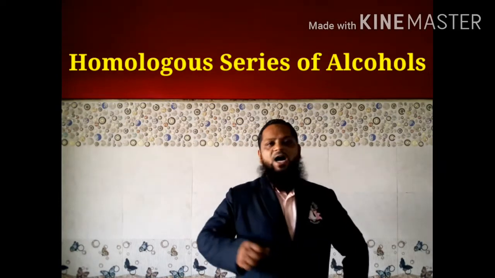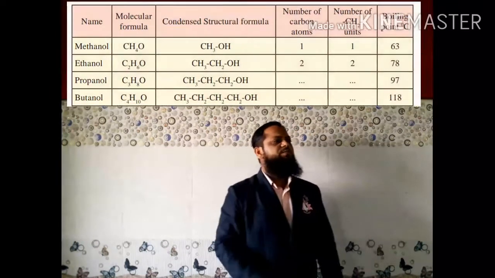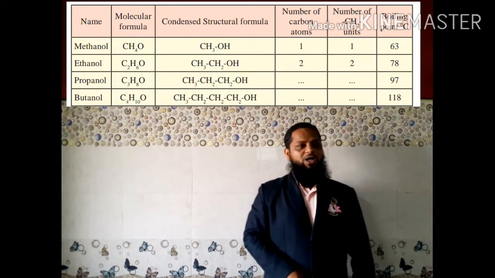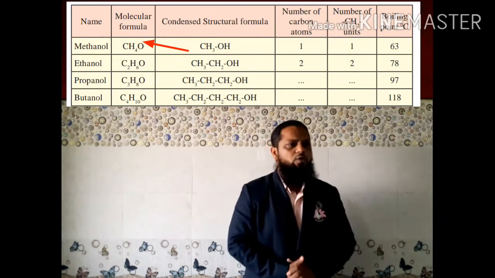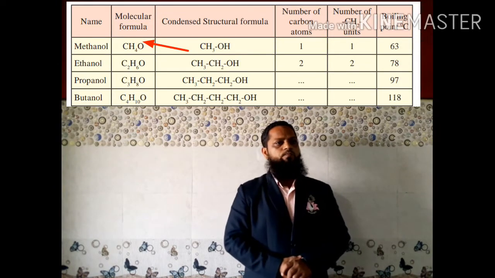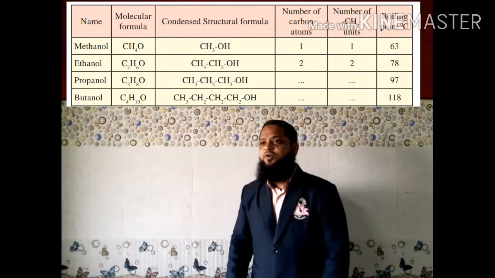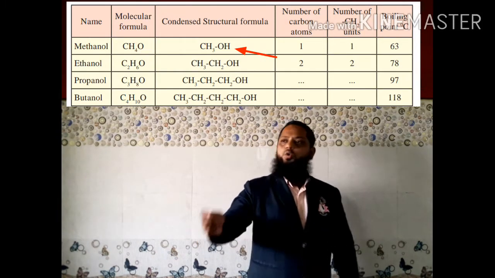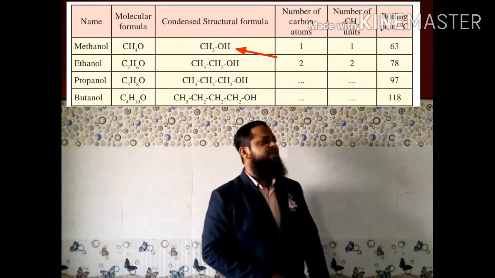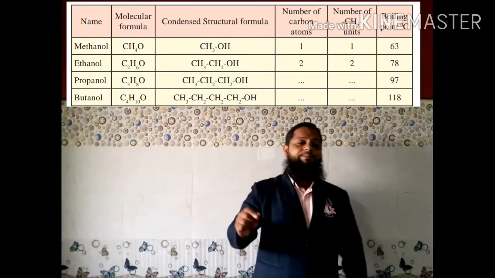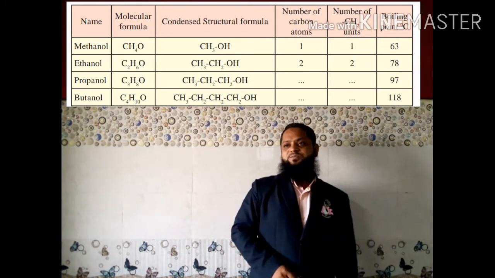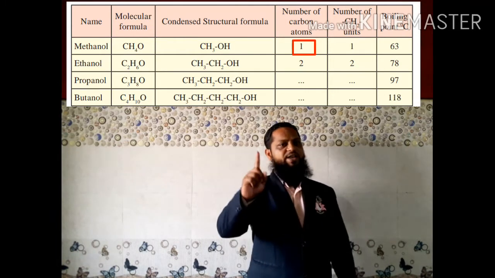Series of alcohols. Observe the table. In this table, the molecular formula of methanol is CH4O. Condensed structural formula of methanol is CH3OH. In this condensed structure, we are able to determine the number of carbon atoms, that is 1.